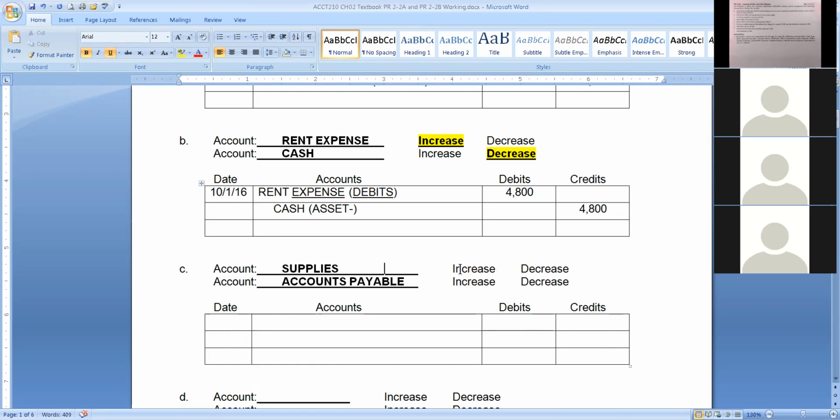Supplies is going up or down? Up. Yep. This is the tricky one. Accounts payable going up or down? Up. Because it wasn't that tricky, yes. Very good. Yeah, so they're both going up. We got more supplies, but we owe more money now.